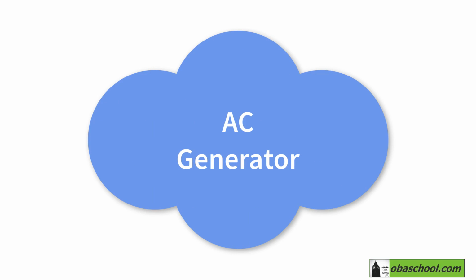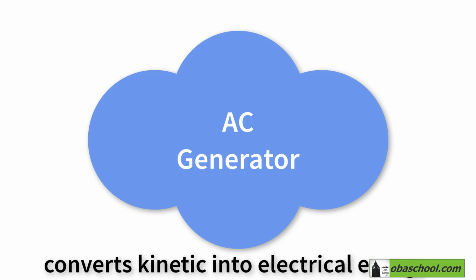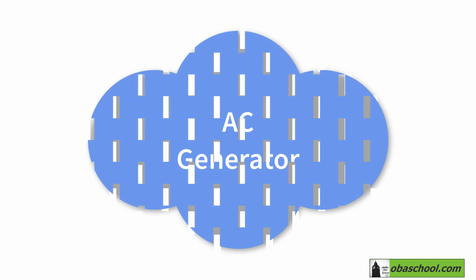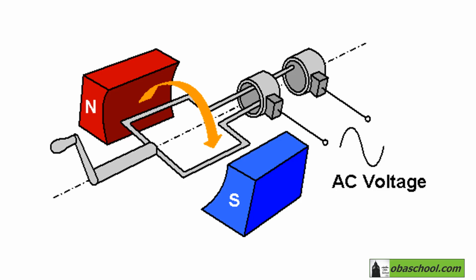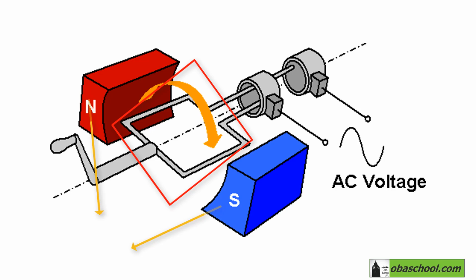Now we'll talk about the AC generator. A generator converts kinetic energy into electrical energy. The AC generator consists of a rectangular coil that rotates in a magnetic field.